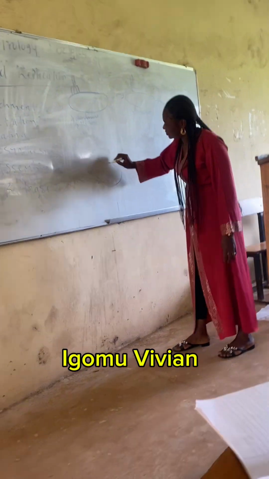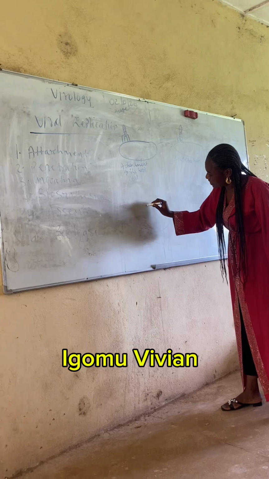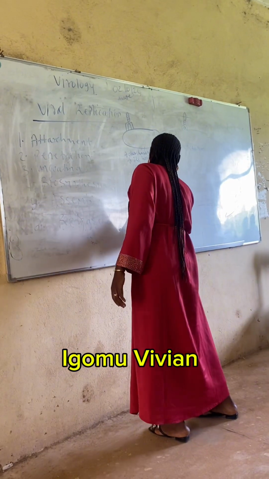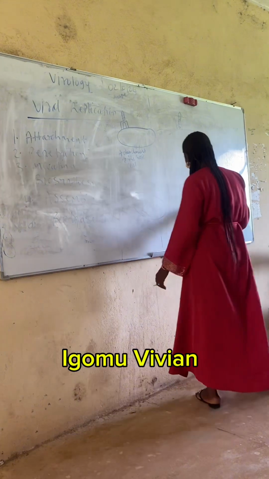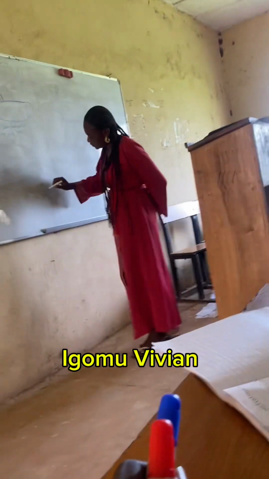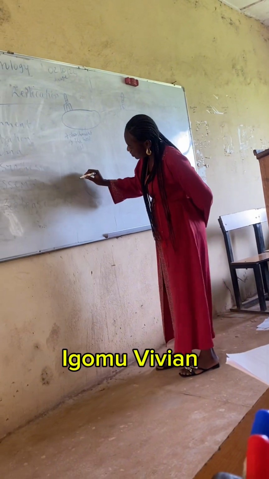At this release, the cell will no longer be complete as I drew. At this release, you see rupturing of the cell. There will be a breakage here, as you can see. And then you see this mature viral particle still here, trying to escape.